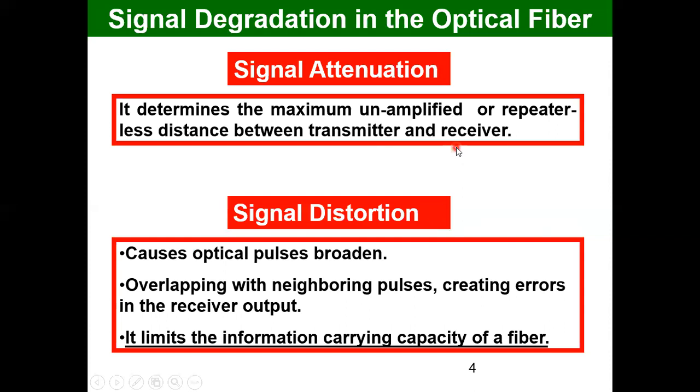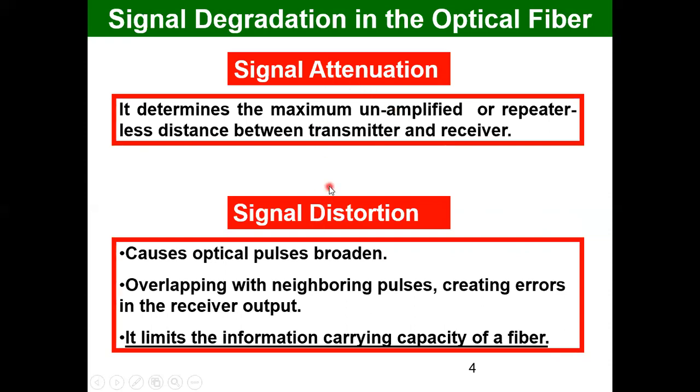You might feel that the signal is attenuating, so let us connect an amplifier or a repeater, and it will be amplified again. No, when I'm measuring attenuation, it is the power level between the transmitter and the receiver without an amplifier or a repeater in between in the channel. So that's what signal attenuation is.